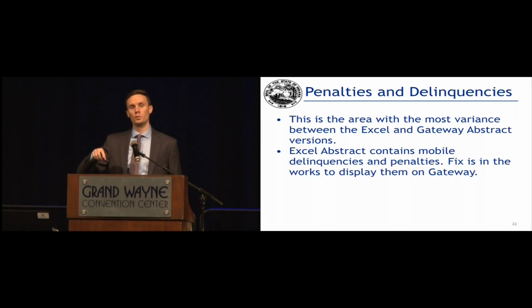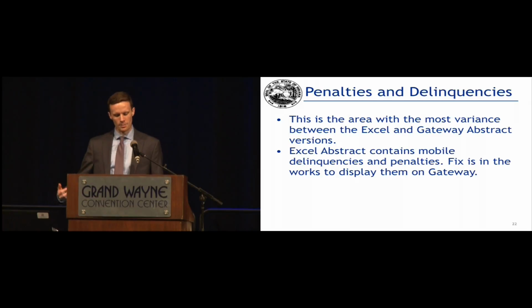But that's not true for prior year delinquencies. If you have prior year delinquencies on mobile properties, those do appear today on the Excel abstract, and our intent is to match that on Gateway Abstract. We took a really broad approach this year and said mobile properties, don't count them. So that's something that we already are in the process of fixing, and actually it may already be up there between when I put these slides together and talk with our team about getting that squared away.